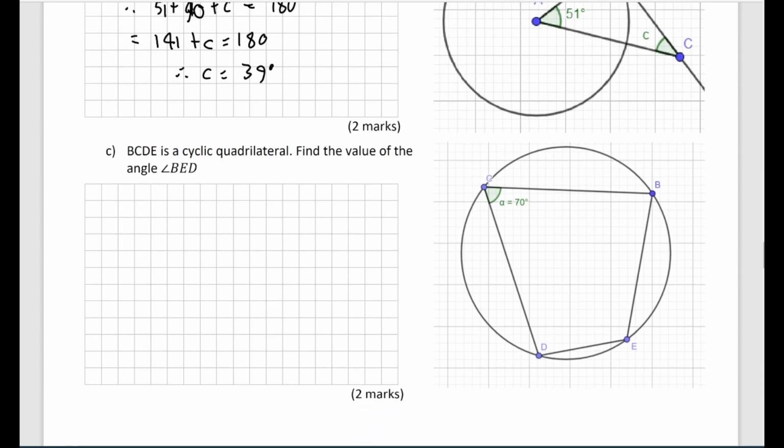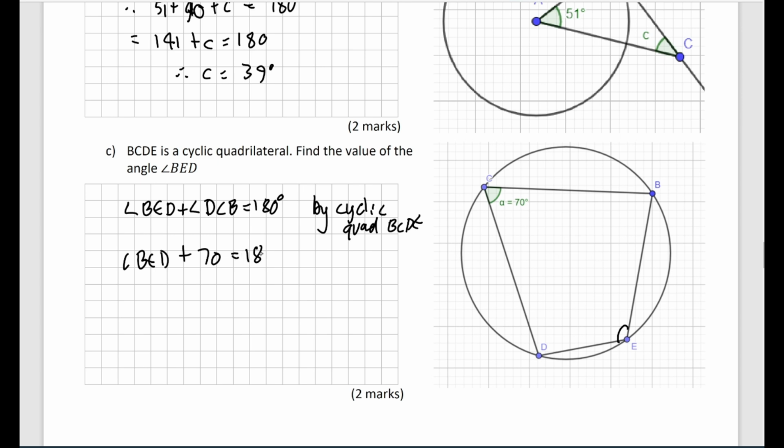All right, BCDE is a cyclic quadrilateral. Find the angle BED. There it is. So we know angle BED plus angle DCB equals 180 degrees by cyclic quad BCDE. So you know that the opposite angles have to add up to 180. So therefore angle BED plus 70 equals 180. Therefore angle BED equals 110.